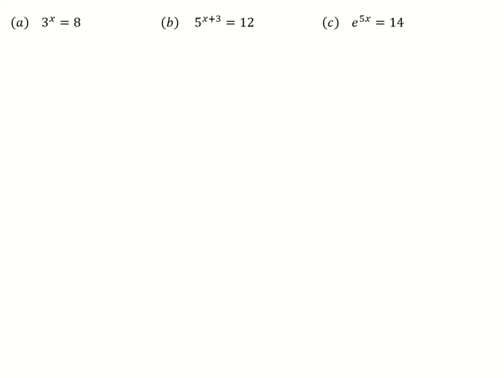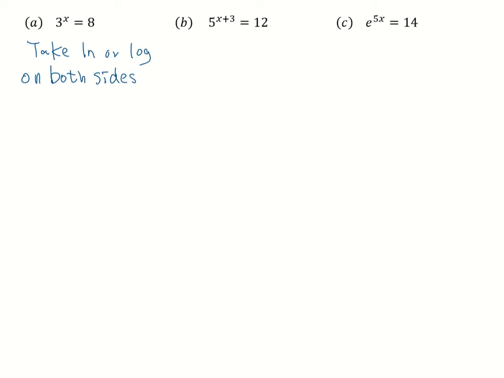3 to the x equals 8, the easiest case. Since 8 is not a power of 3, in other words, we cannot write 8 as 3 to the power of an integer, we have to solve it in this way. We'll either take the natural log, ln, or the common log, log, on both sides. Here we will take the common log on both sides.